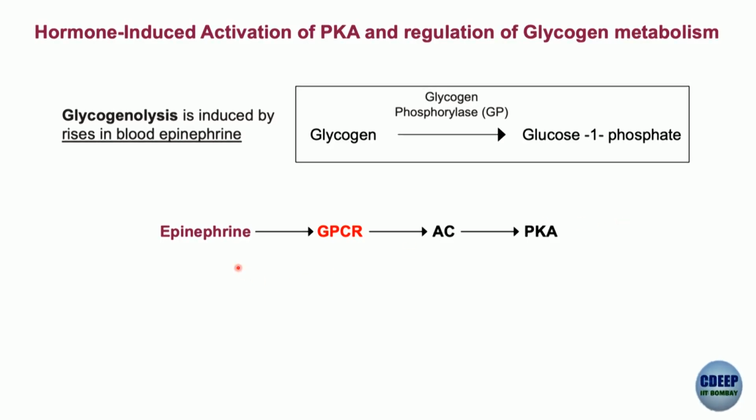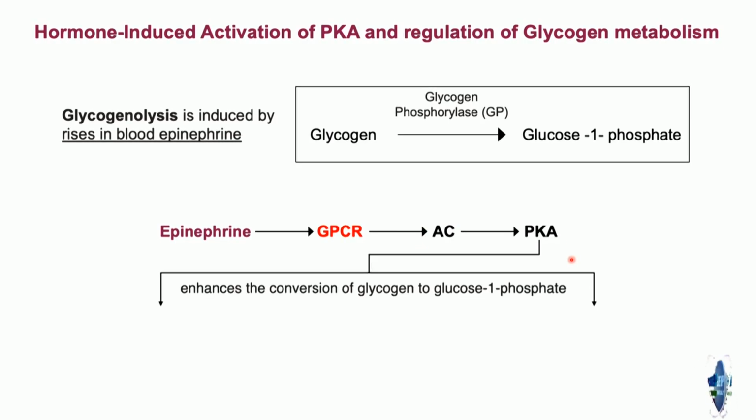So you have epinephrine goes and activates the GPCR. GPCR, once it gets activated, activates G alpha S. It goes and activates adenylyl cyclase. Adenylyl cyclase activates pKa. pKa will go and enhance the conversion of glycogen to glucose 1-phosphate. So now when you want to convert glycogen to glucose 1-phosphate, or when you want to have this glycogenolysis, that is the breakdown of glycogen, it can be done two ways, right?